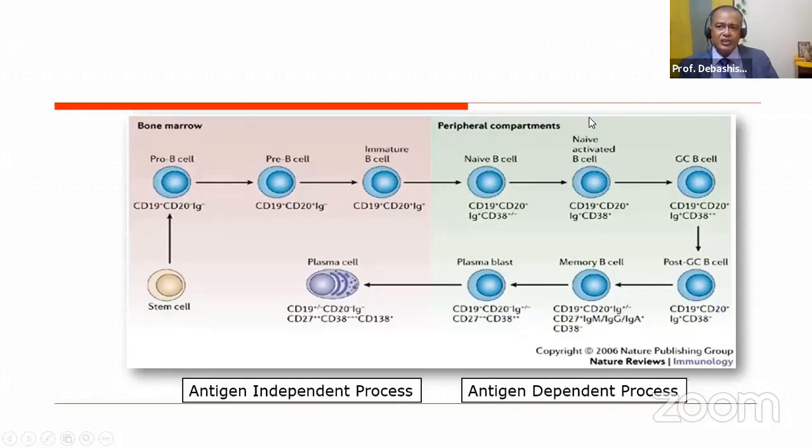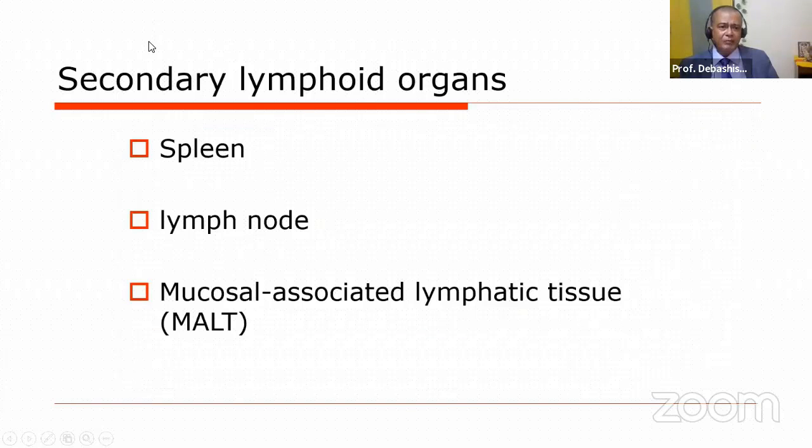The same thing is shown in this picture here. The antigen independent process is from stem cells to pro B cell, pre B cell and immature B cell, whereas the antigen dependent process is when the immature B cells on antigenic exposure become naive B cell, to naive activated B cell, to germinal center B cells, post germinal center B cells, memory cells, plasmablast, which eventually become plasma cells and travel back to bone marrow in circulation. So this is an oversimplified history of B cell development.